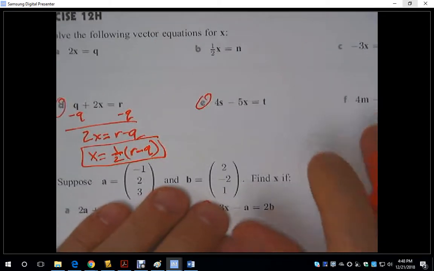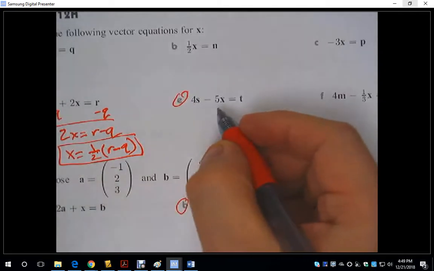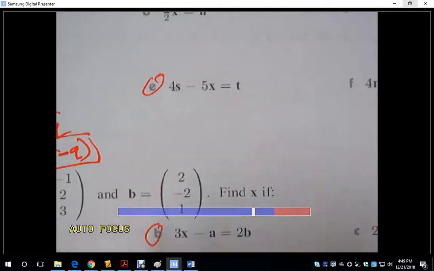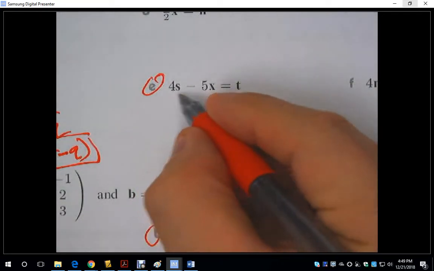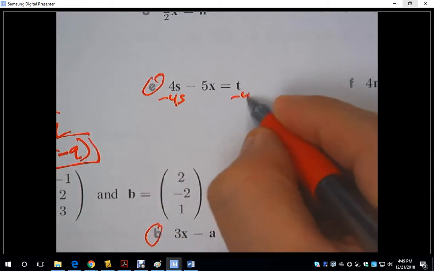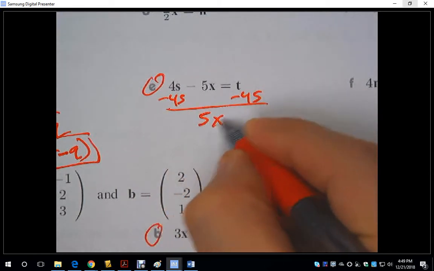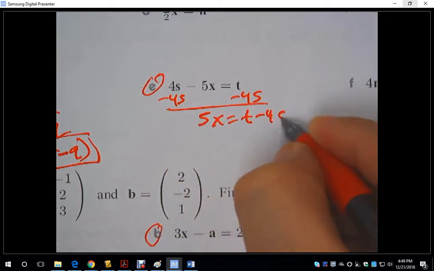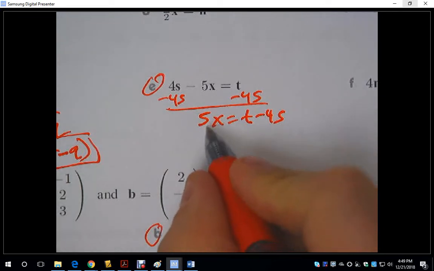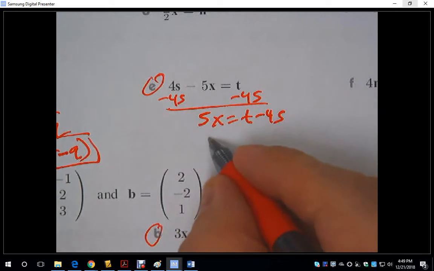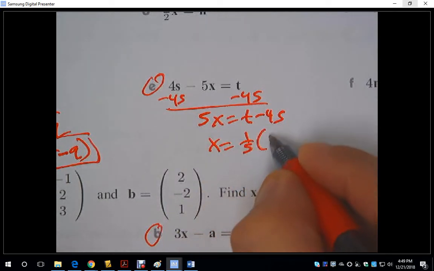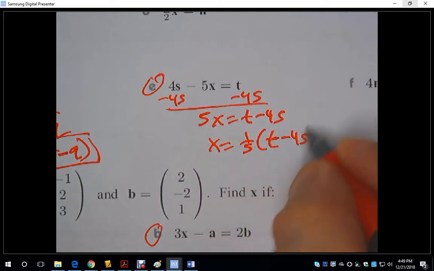If we look at the next one, we're solving for x. So I am going to subtract 4s from both sides. That gives me 5x equals t minus 4s. And again, I cannot divide by 5, so I'm going to multiply it by 1/5. That gives me x equals 1/5 times the quantity of t minus 4s. There you go.